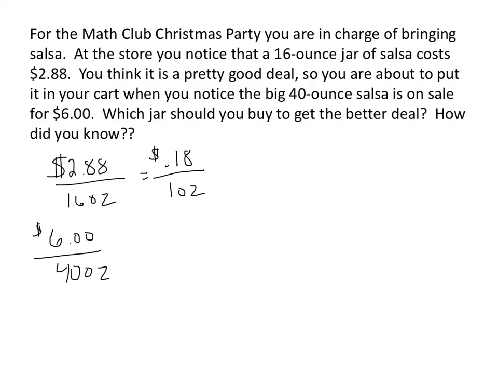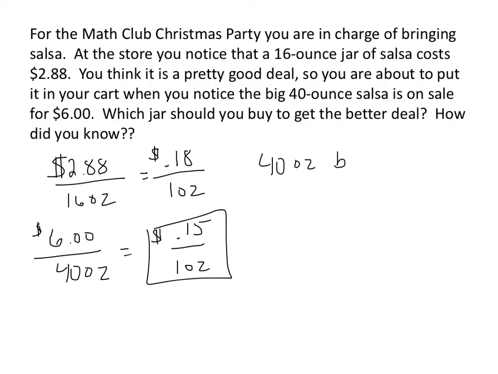Now I'm going to repeat the process. I'm going to take the 6 and divide it by 40, in which case I'm paying 15 cents for 1 ounce. So even though I pay more for the 40-ounce jar of salsa, it's actually a better deal because I'm paying less per ounce. So I should buy the 40-ounce because it is 3 cents less per ounce.